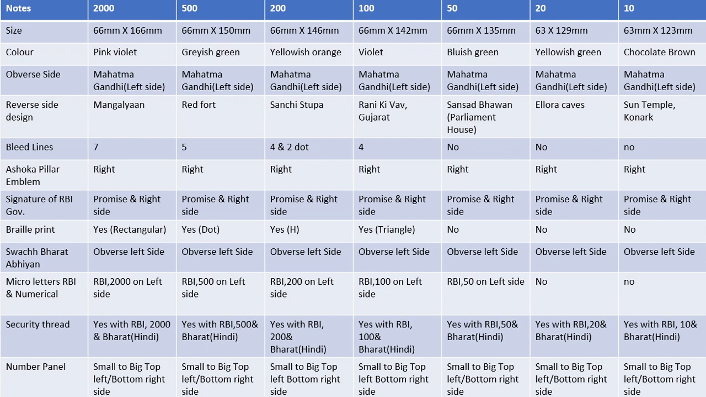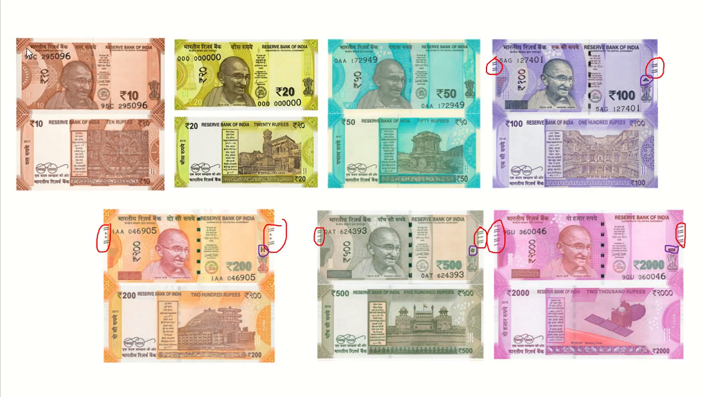The number panel is situated from the top left to the bottom right corner. It is small to big. The numbers are written in a small to big pattern. As you can see here, the number panel on the top left and the bottom right is small to big in each and every currency note.